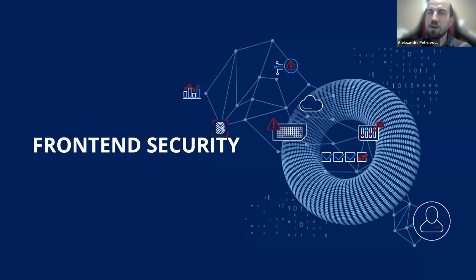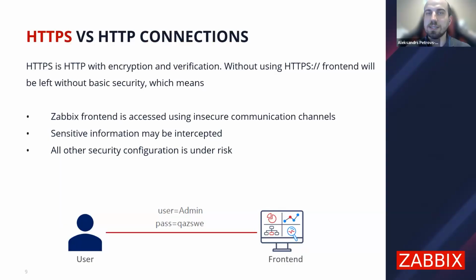So let's now go even deeper and take a look at each type of security in detail. So the first thing that we usually start with is the front-end security. The same front end which allows you to see the data, and what's even more important, configure the data and view the configuration.